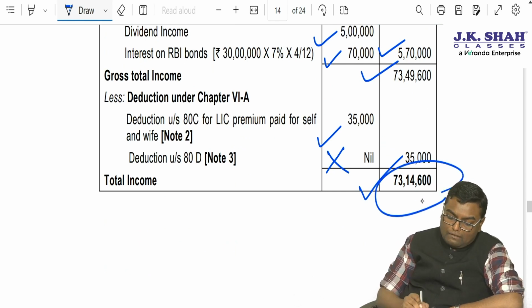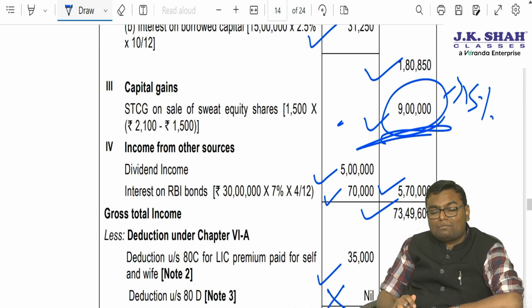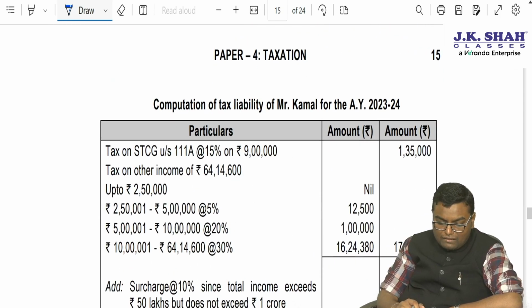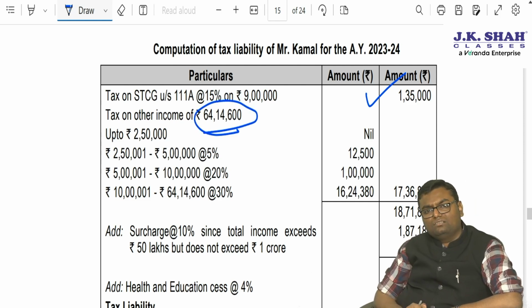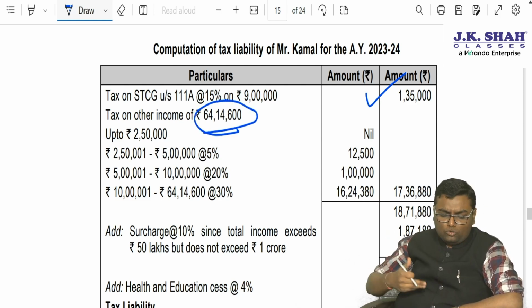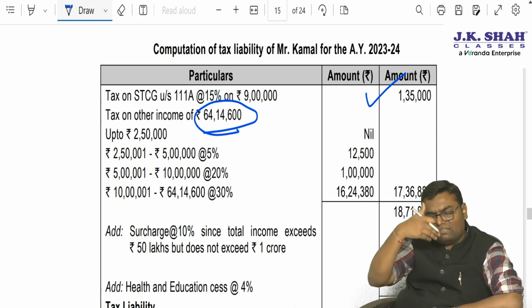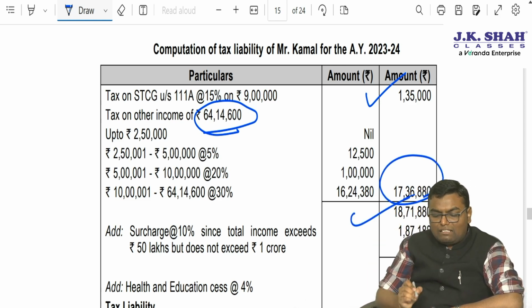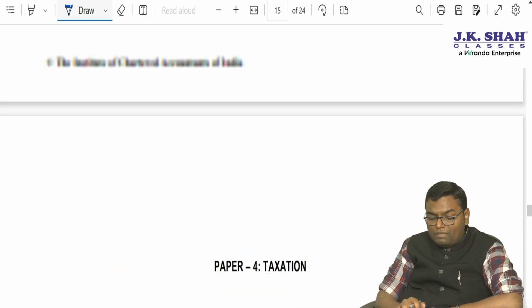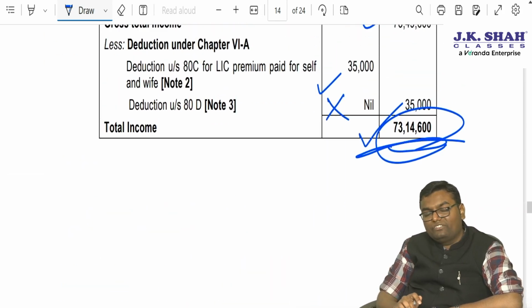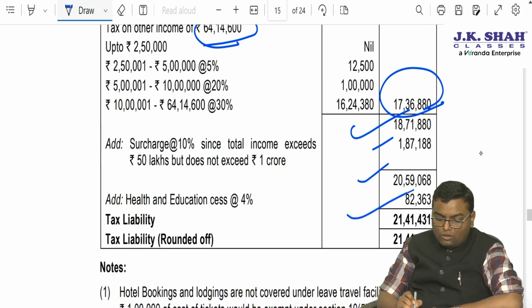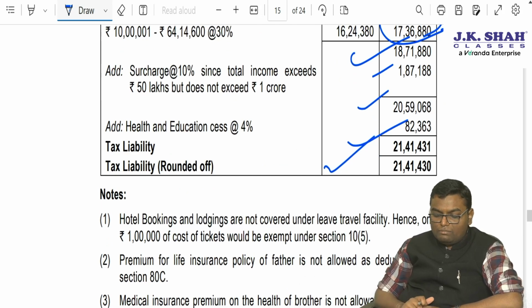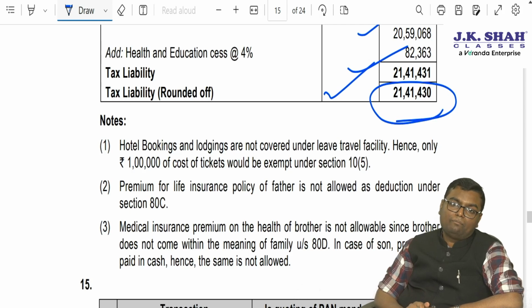Now from this, 9 lakh is taxable under 111A at the rate of 15%. So that will be 1,35,000. Balance 6414 is taxable as per normal slab rate: up to 250, then 5%, then 20%, then 30%. Whatever is the basic tax, on that I will apply 10% surcharge because total income is more than 50 lakh up to 1 crore. 10% surcharge will be added, 4% cess will also be added. My total tax payable will be 2141,431 rounded off to 2141,430.